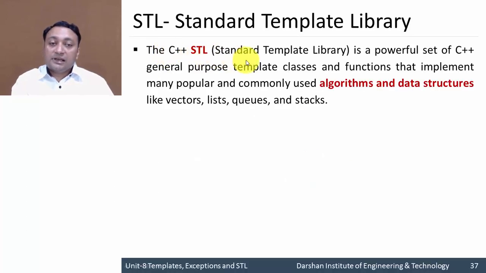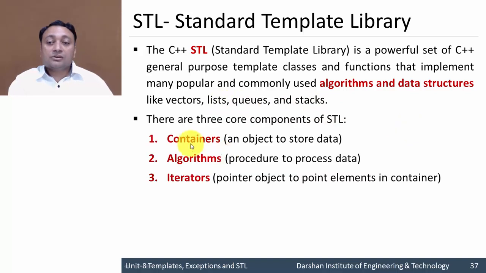So Standard Template Library in C++ is a powerful set of general purpose template classes and functions that implement many popular and commonly used algorithms and data structures like vectors, list, queue, stack, etc. So there are three core components of STL.